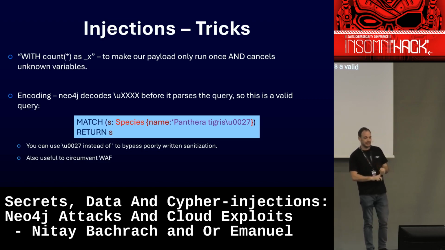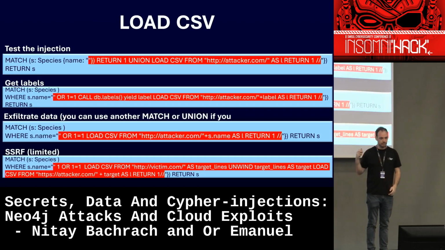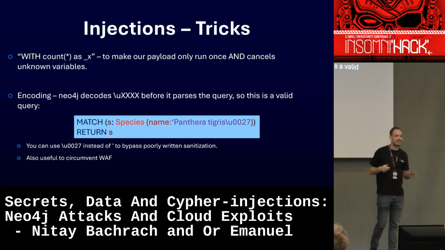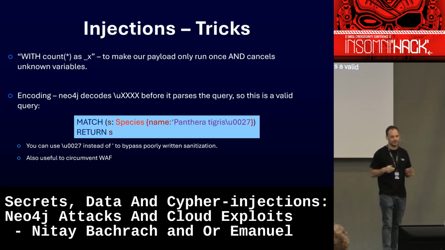Another thing is unknown variables. I showed earlier I have to store the load CSV response. I call it L. But what if the query already uses L? Neo4j wouldn't work. The query wouldn't run. And this just cancels all unknown variables and solves it. And that's it. You're good to go even if you don't know what the query is.